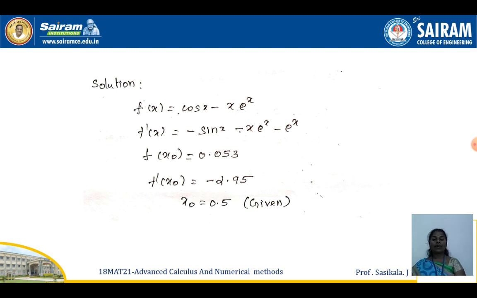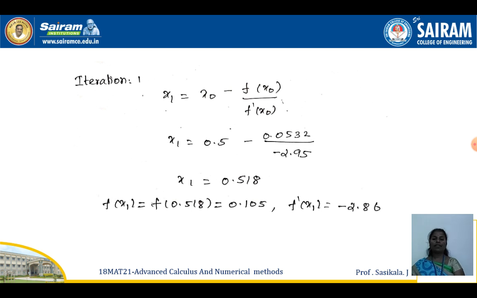Now I can fix my f of x naught and f dash, since we have already been given x naught. So use your calculator. Don't forget it's supposed to be in radian mode. So what is that? F of x naught is nothing but cos of 0.5 minus 0.5 into e to the power of 0.5, which should give 0.053. Similarly, you can replace in your f dash, it will give minus 2.95. So we have found f of x naught and f dash of x naught.